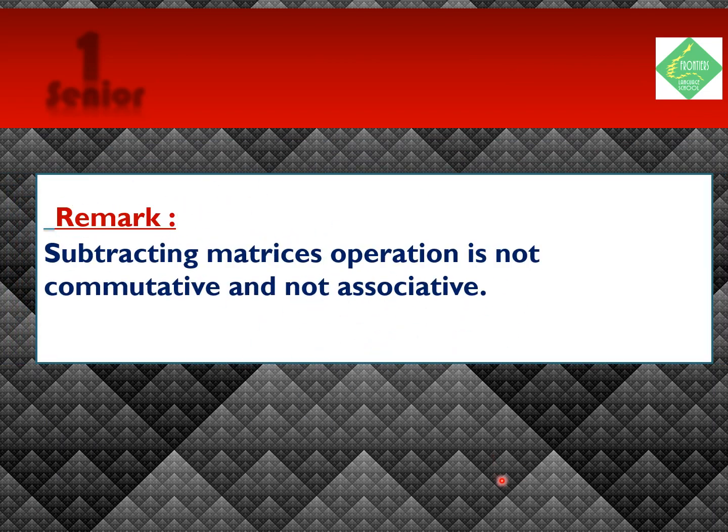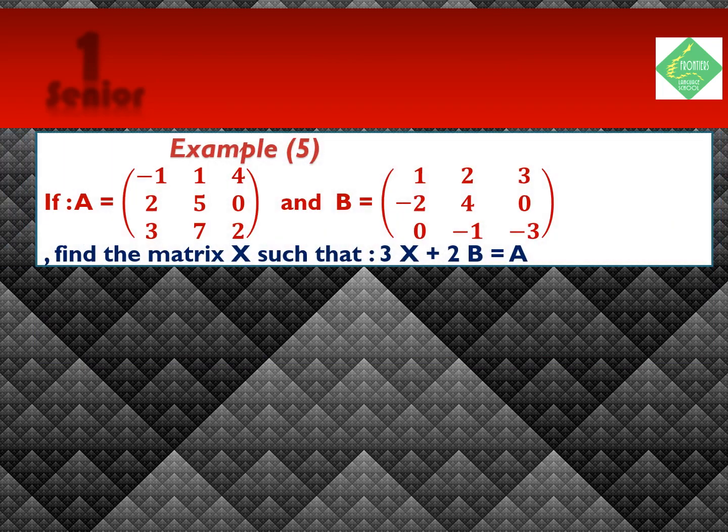Important note and remark. The subtracting matrices operation is not commutative and not associative because the result will change. Example 5. If A equals negative 1, 1, 4, 2, 5, 0, 3, 7, 2, and B is 1, 2, 3, negative 2, 4, 0, 0, negative 1, negative 3, find the matrix X such that 3X plus 2B equals A. X here is not only an unknown variable but also a matrix.